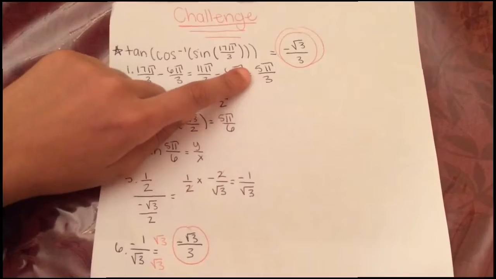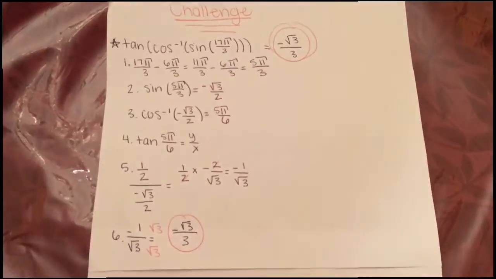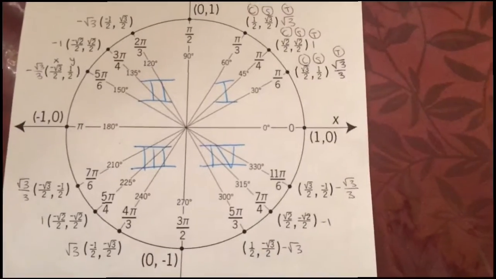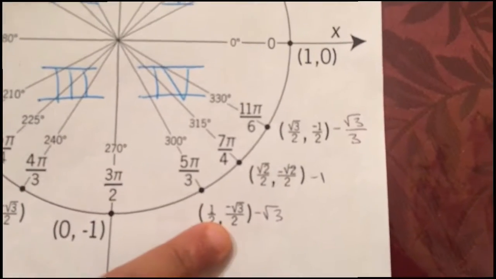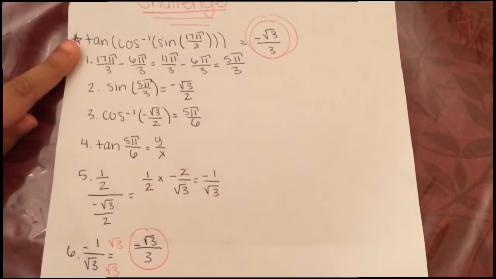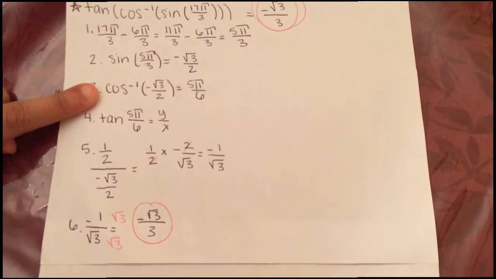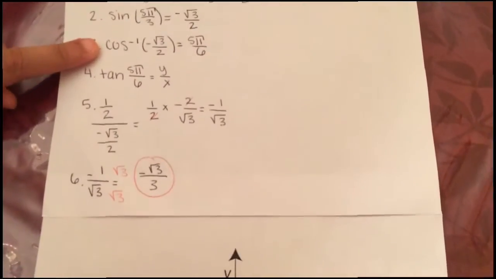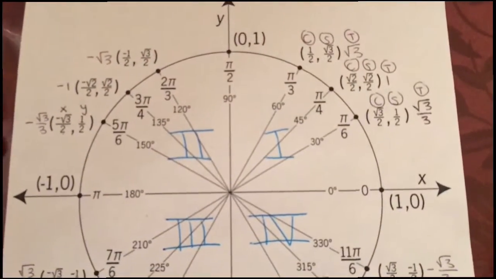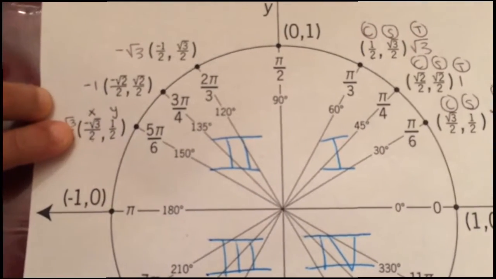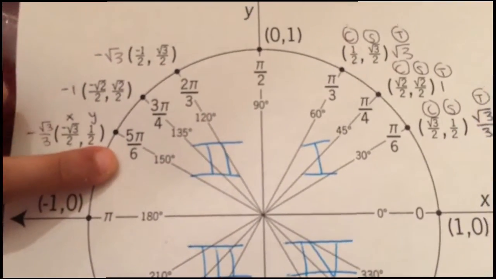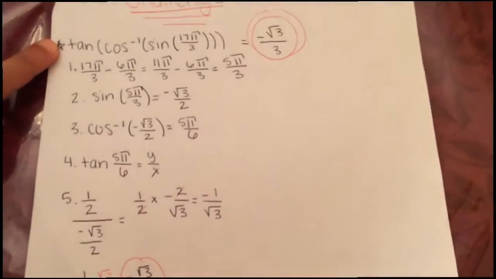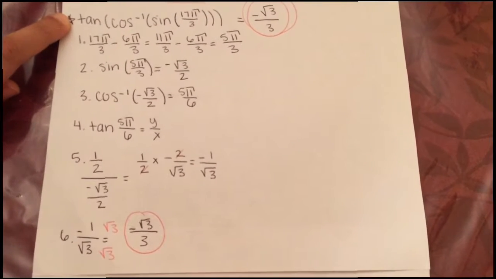Now, we must find sine of 5 pi over 3. Looking at our unit circle in the fourth quadrant, we see that the sine of 5 pi over 3 would be negative square root of 3 over 2. Looking back at our original equation, we must now find the inverse of cosine of negative square root of 3 over 2. To do this, we must look towards the second quadrant. We can see that the inverse of cosine of negative square root of 3 over 2 is 5 pi over 6. And finally, looking back towards the original equation, we must find the tangent of 5 pi over 6.